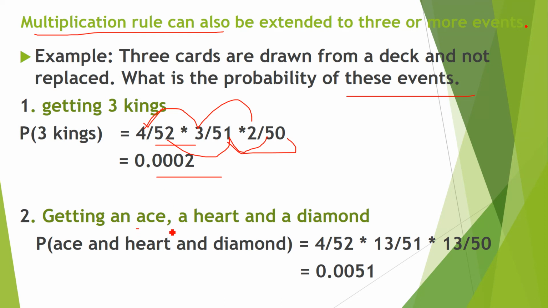Getting an ace, a heart and a diamond. Again there are 3 events, you can have more than 3 or 4. So first is ace, 4 divided by 52 initially, because there are 4 aces and you have 52 cards. Now you have picked 1 card, 51 is remaining. There are 13 hearts, 13 by 51, multiplied by 13 diamonds, 13 by 50, because 50 cards are remaining. When you simplify this, you will get 0.0051.